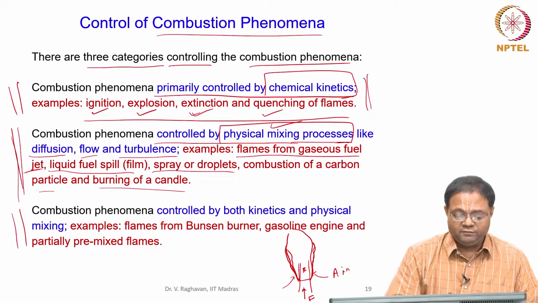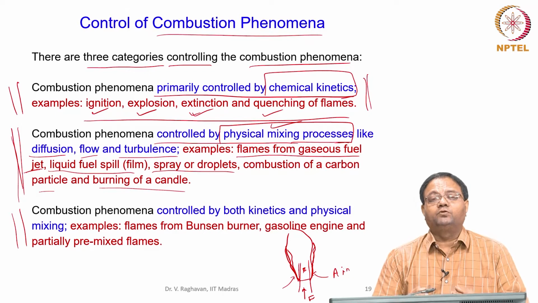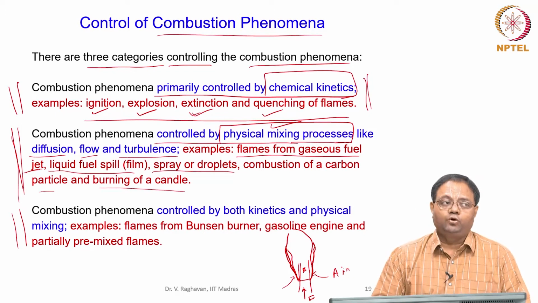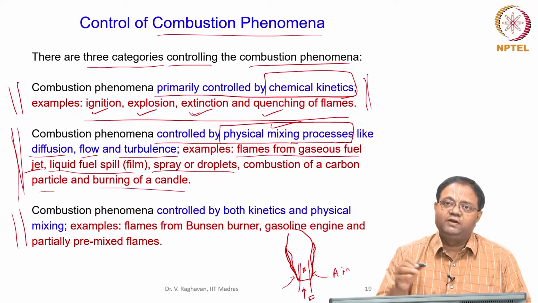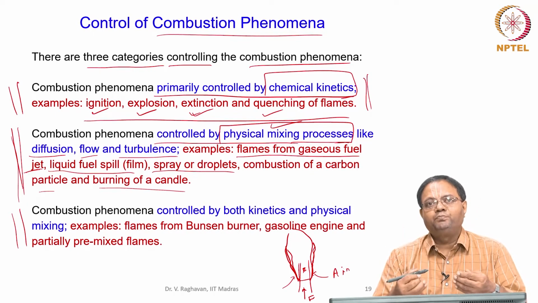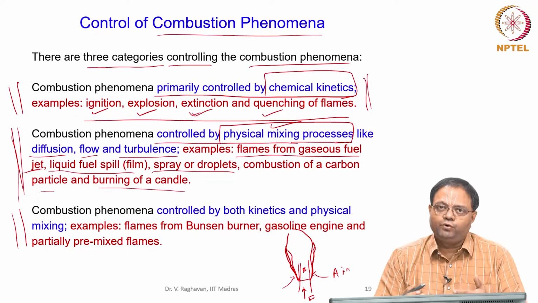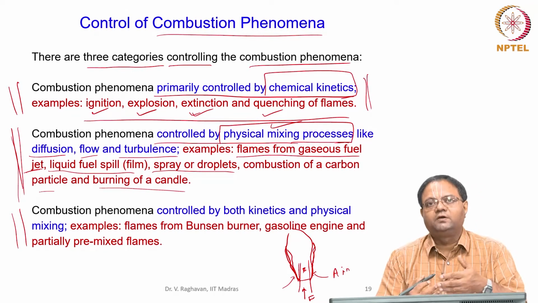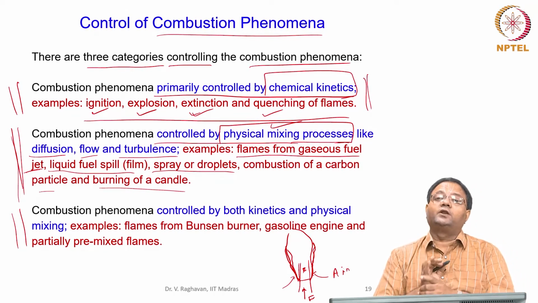The second category here is where the mixing process is slower. So, the kinetics is very fast. So, the flame has formed, but the flame has to really form based upon the location where the fuel and the oxidizer are going to mix at the stoichiometric proportions.